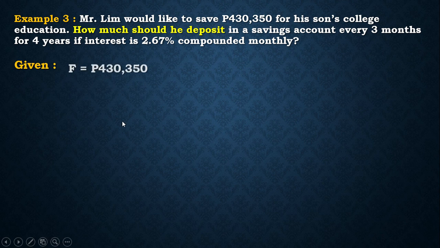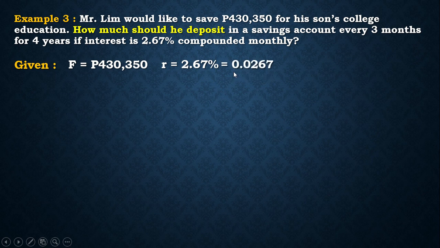So given, ang F natin ay 430,350. So dito po kukunin natin yung periodic payment. Yung may dalawang formula kanina na may R. So ang F muna ang kukunin natin, which is the future value. So ang R natin is 2.67% or the nominal rate, which is i-divide po natin ng 100. So 2.67 divided by 100, that is 0.0267. Ang susunod po ay ang term, which is equal to 4 years. That is equal to 4. And then our period of conversion, which is monthly, compounded monthly, that is 12.